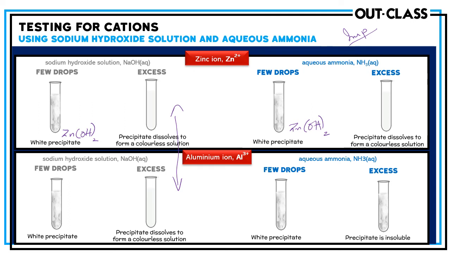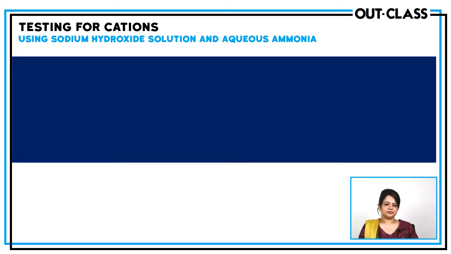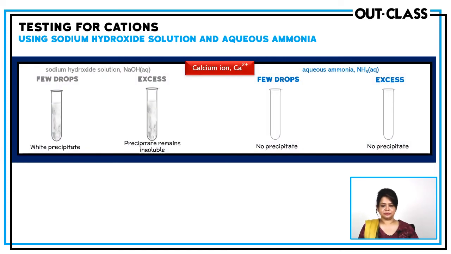And why do these precipitates dissolve in alkalis? You know, zinc hydroxide and aluminium hydroxide are both amphoteric. That's why they dissolve in alkalis. Okay. Let's see the test of sodium hydroxide and aqueous ammonia for calcium ion.